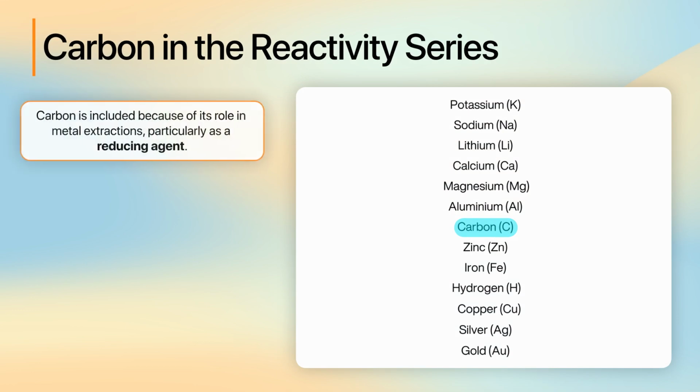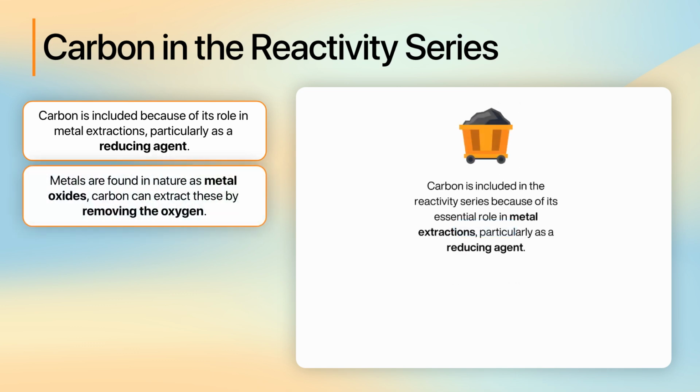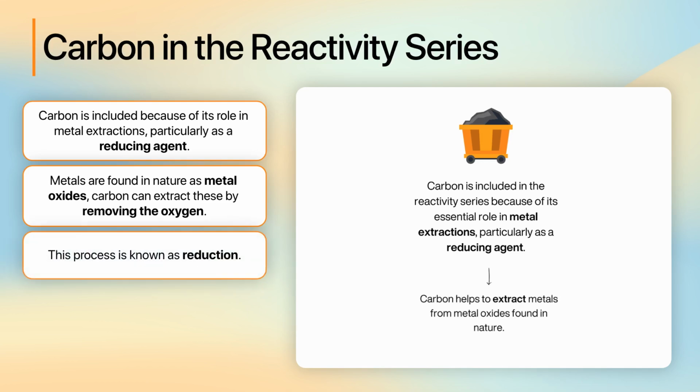Carbon is included in the reactivity series because of its essential role in metal extractions, particularly its use as a reducing agent. Many metals are found in nature as metal oxides, and carbon can help extract these metals by removing the oxygen. This process is known as reduction, where carbon reduces the metal oxide to its pure metal form.